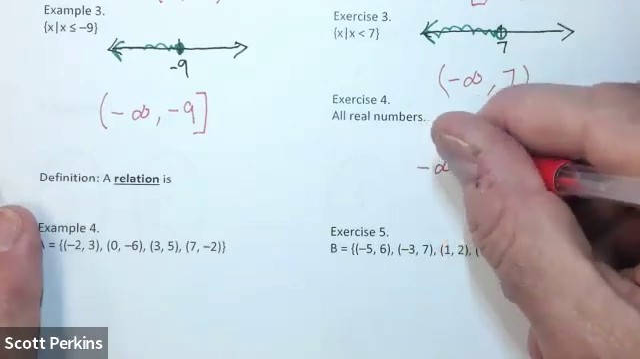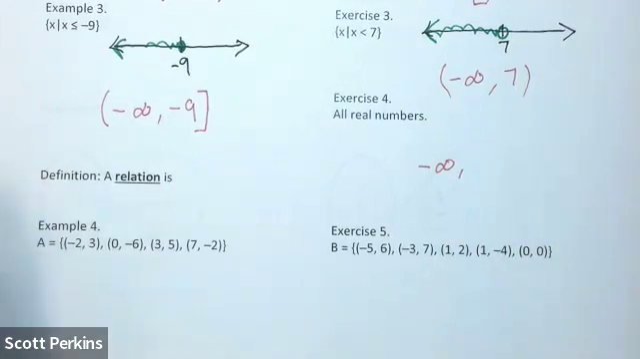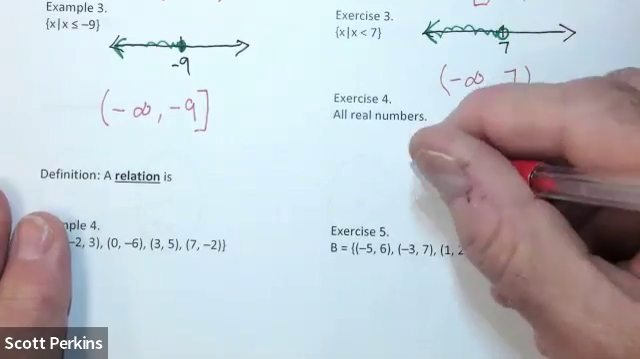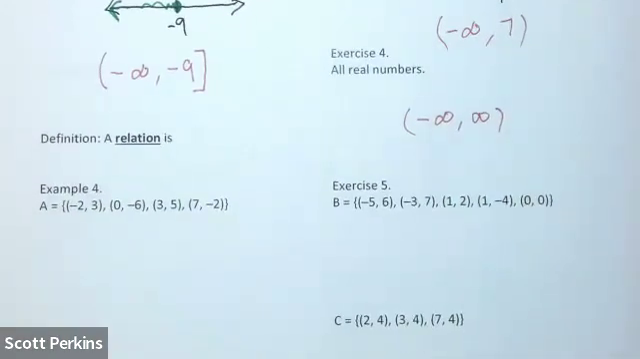Negative infinity. 0 wouldn't be the lower bound because then I'd be missing all the negative values. What do you think is the upper bound of all real numbers? Positive infinity. And so there is the mathematical way to write all real numbers as the answer to something. It's negative infinity all the way to positive infinity. Okay. So far, so good. Any questions about interval notation before we get on to the meat of this section?